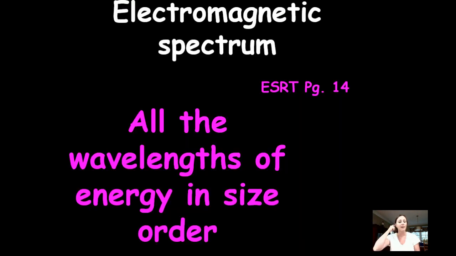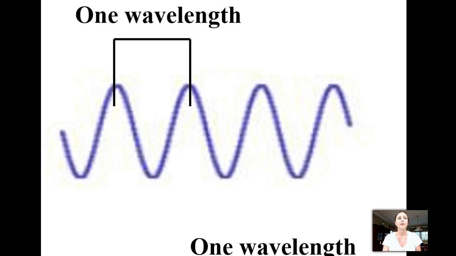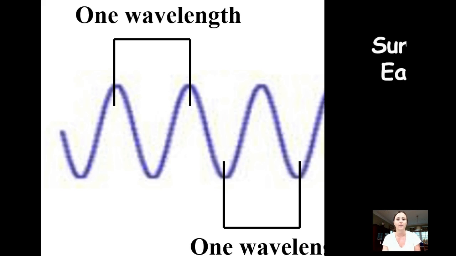The electromagnetic spectrum is found on page 14 of your Earth Science reference table. And as I said before, it's all the wavelengths of energy in size order. The way we measure wavelength is by looking at its crest or its trough. So we're going to measure the distance from the top of this wave to the top of this next wave. And that tells us whether we consider the wavelength to be longer or shorter, or if it's increasing or decreasing. This is a brief review of our last video.